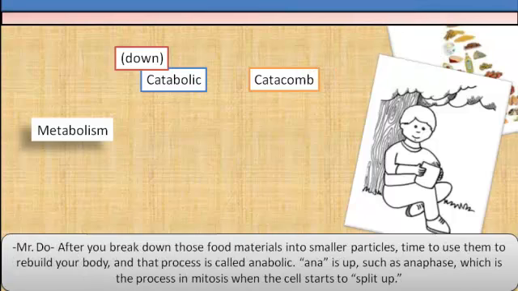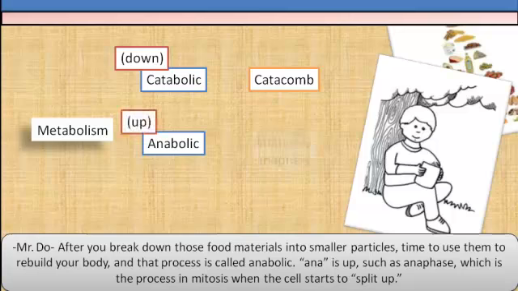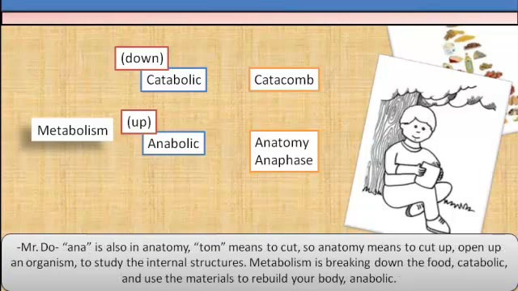After you break down those food materials into smaller particles, it's time to use them to rebuild your body, and that process is called anabolic. Ana is up, such as anaphase, which is the process in mitosis when the cells split up. Ana is also in anatomy. Tom means to cut, so anatomy means to cut up, open up an organism to study the internal structure. Metabolism is breaking down the food, catabolic, and using the materials to rebuild your body, anabolic.